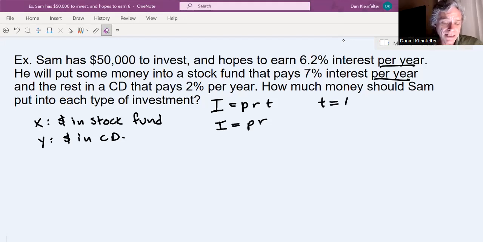Of course, it would probably be safest to put all the money into the CD, but the CD only pays 2% per year. So he's trying to increase the amount of interest he earns by taking on a little risk, putting some of the money into the stock fund. That's why it's a mix of two different things instead of just all stock fund or all CD.